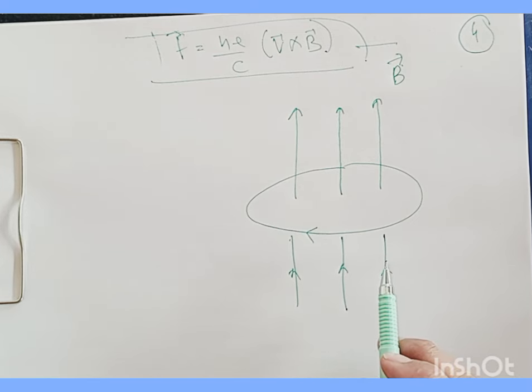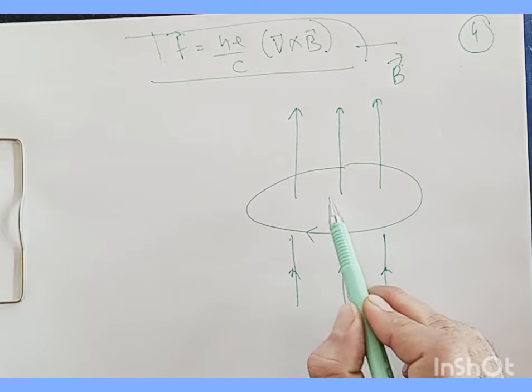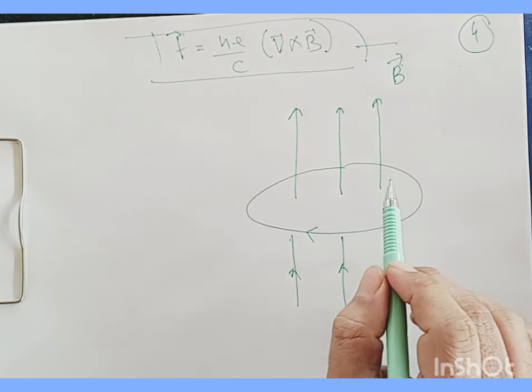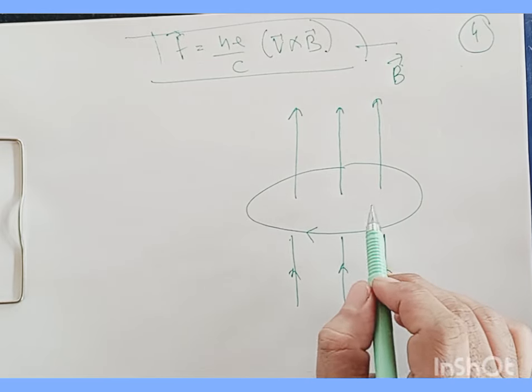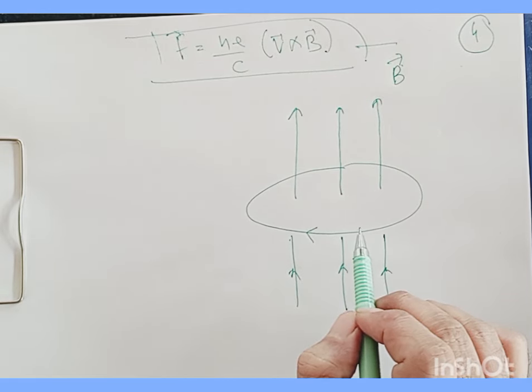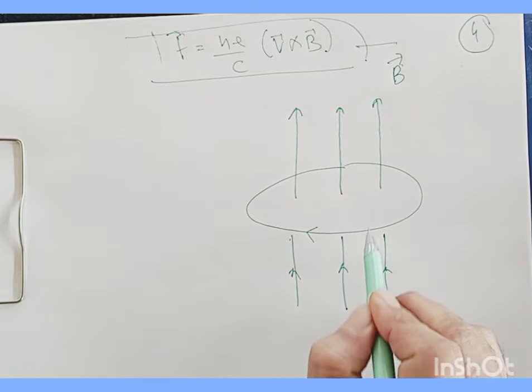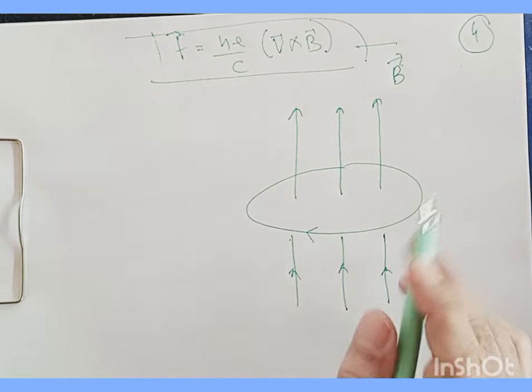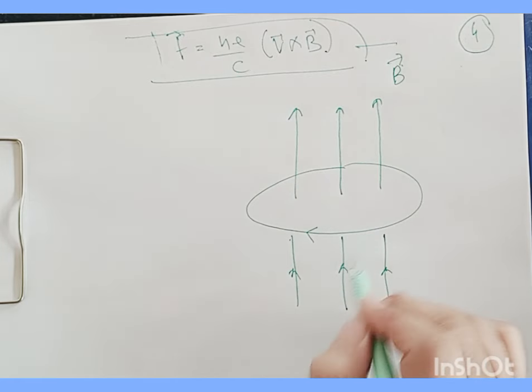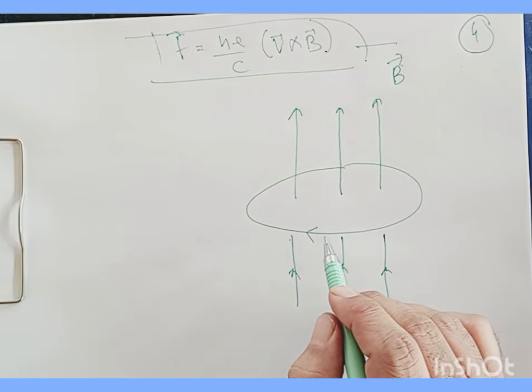So what's going on here is that we have a moving particle, and at right angle to the direction of magnetic field, it's acted upon by a force perpendicular to both. Due to this, the particle moves in a circular orbit because it experiences a force, and the direction of that force always keeps the particle in circular orbit.